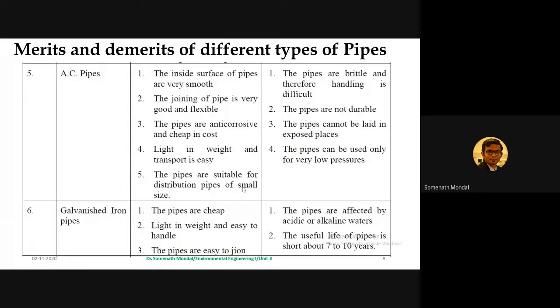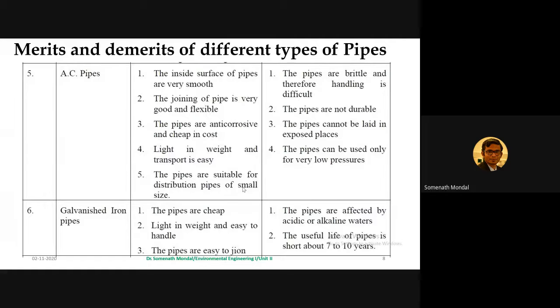Now these pipes can be used only for very low pressures. If the pressure is high, internal pressure as well as external pressure, these pipes cannot sustain that much pressure. So you have to see how much would be the expected pressure which may be exerted on the pipe. If it is less, then only AC pipes are prescribed, otherwise not.